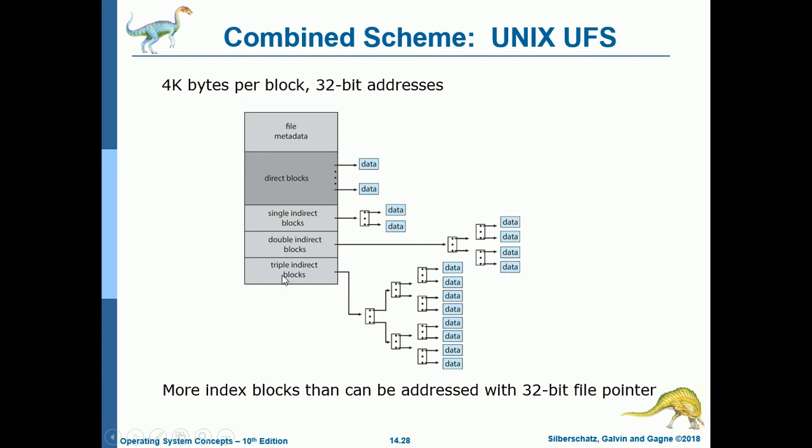And of course, the triple indirect blocks, so it uses 3 levels of index tables before it will be accessing the actual data. So more index blocks that can be addressed with a 32-bit file pointer.